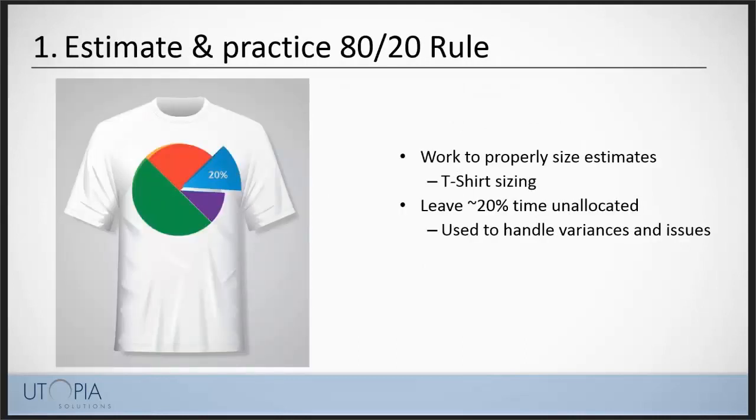Principle number 1 is practicing the 80-20 rule. And what that basically means is leave 20% of your time open to handle variances and development effort from the initial estimates, and to handle defects and issues that may come up during the sprint.